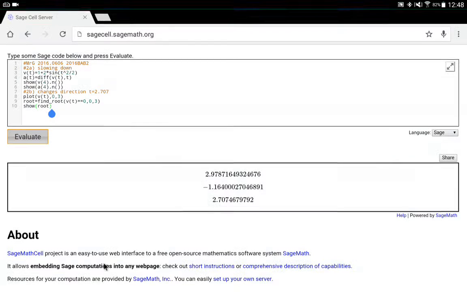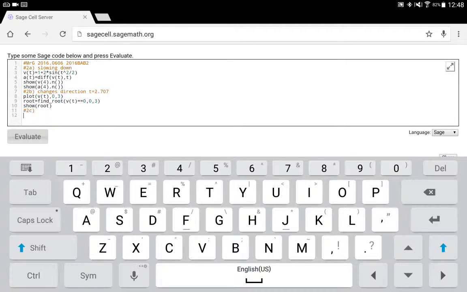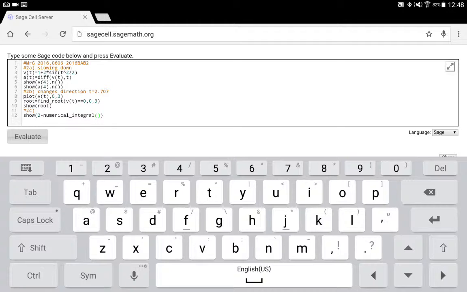Okay, so in part C, we're simply going to show x of 4, which is 2, minus the integral from 0 to 4, which will give us x of 0. So let's use a numerical integral. Instead of integrate, which gives me an exact answer that I then have to numerically evaluate, which is sometimes a problem, I just need a numerical integral, of v of t. With integrate, you have to say comma t, but here I'm just going to say from 0 to 4.